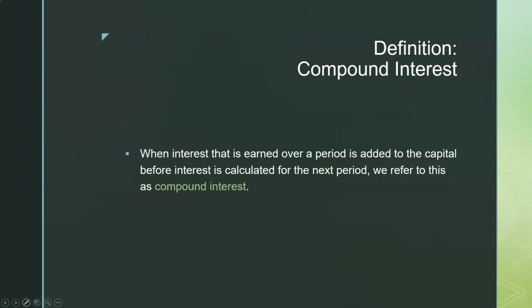When interest that's earned over a period is added to the capital before interest is calculated for the next period, we refer to this as compound interest. Effectively, interest is being charged on interest.